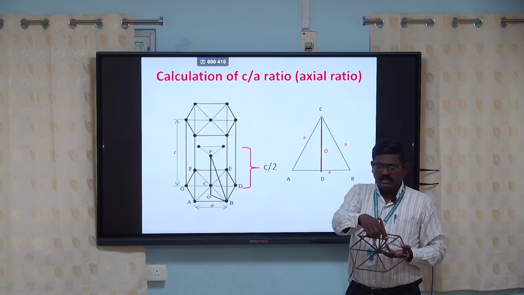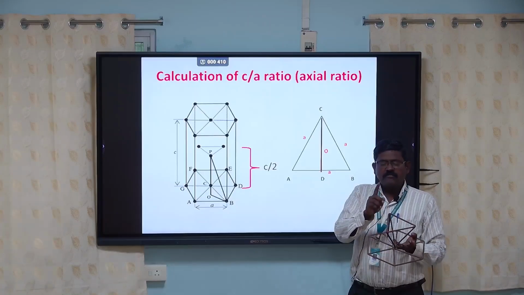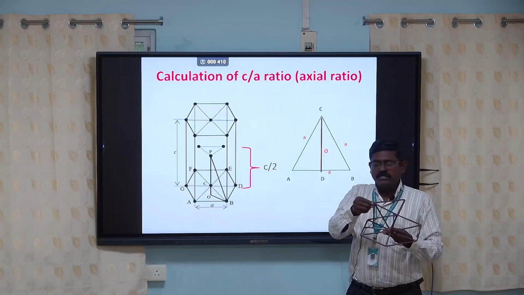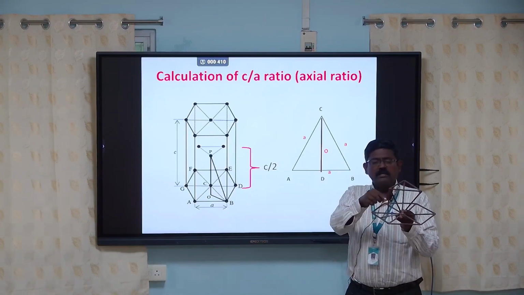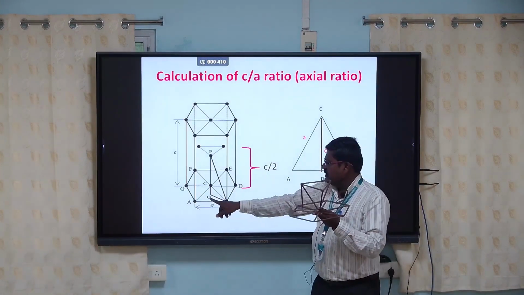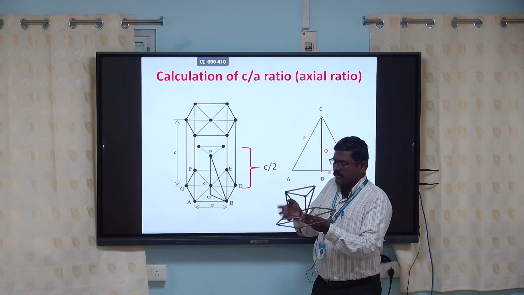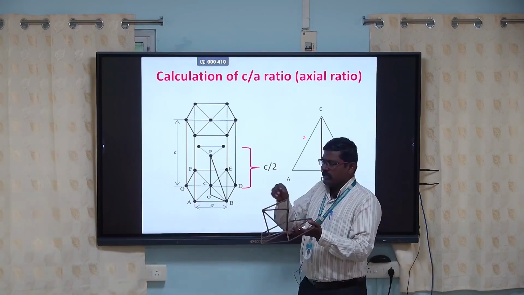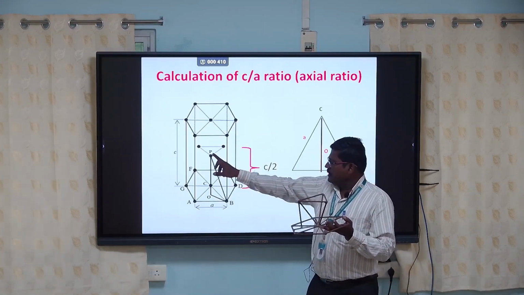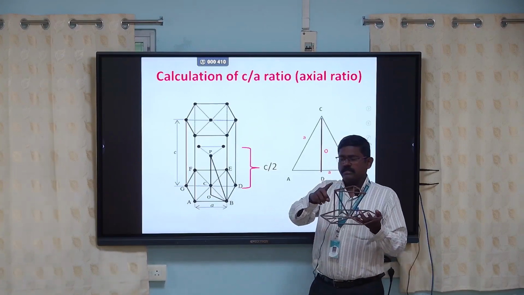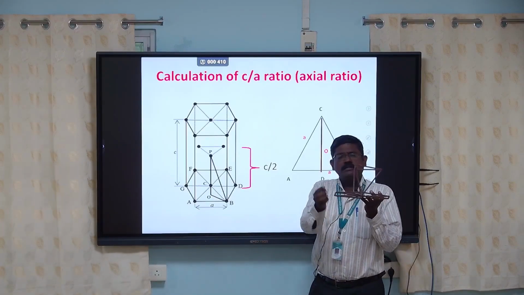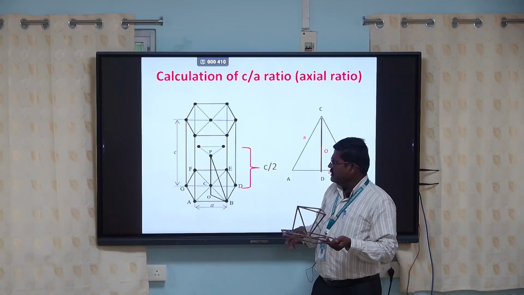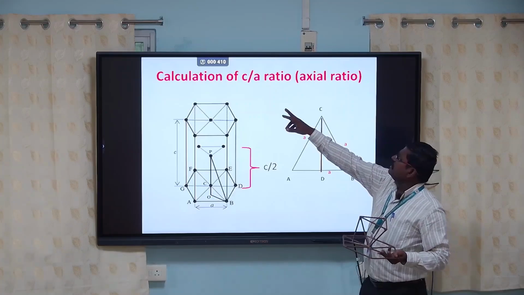So if we join the center of base center atoms, we have a triangle. From one body center atom, if we draw a line, the line joins here, that point is O. This is the line. Here this point is C, this point is O, this point is P. So we have to consider all these things, then we shall find the C by A ratio.